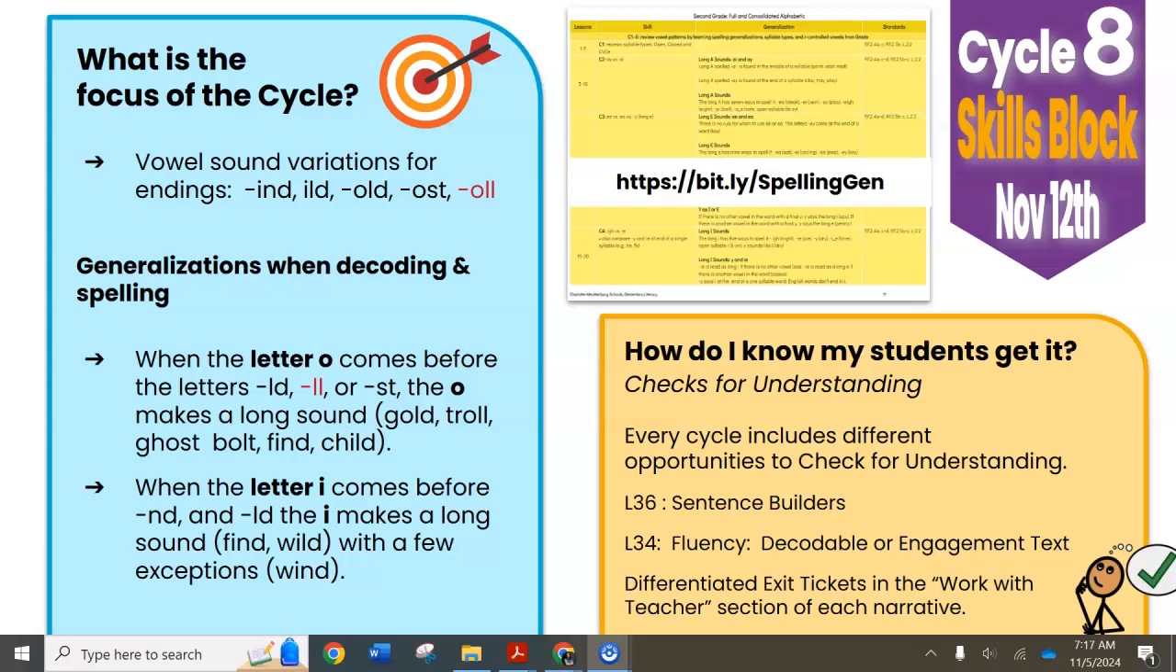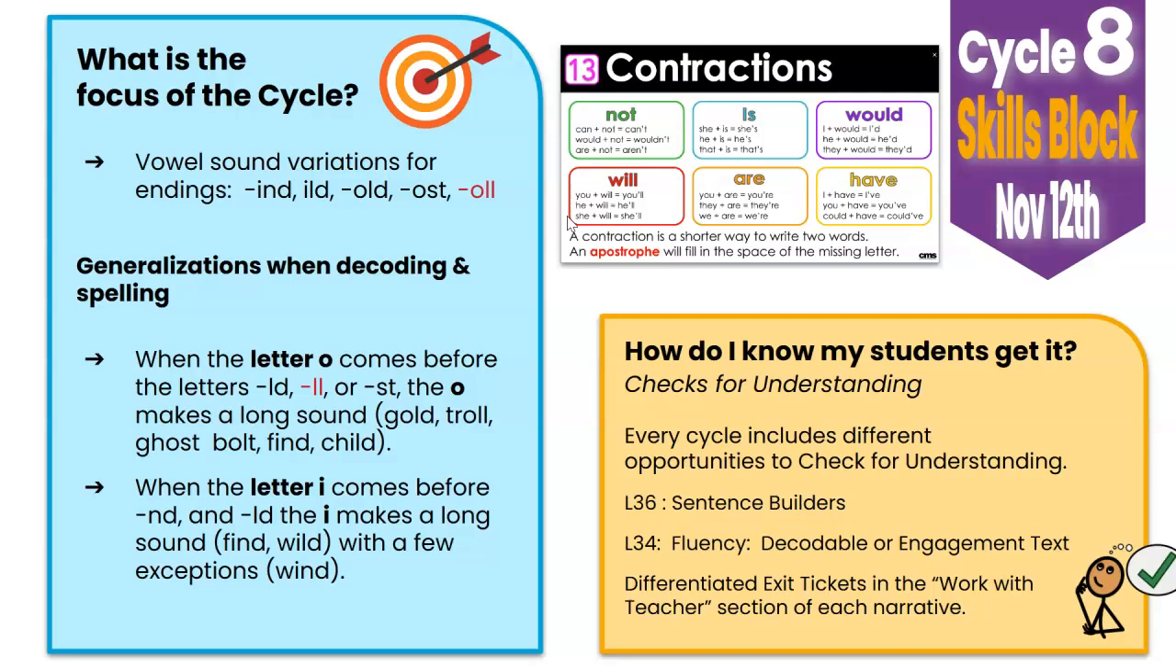To help you understand all the generalizations attached to each cycle, check out the CMS Spelling Generalizations tool. You can find this in your second grade Skills Block curriculum guide on all things literacy, or use the bit.ly on your screen. There is a link inside this tool that gives you access to the spelling generalizations posters that I just put on the screen. You can use these as mini anchor charts as you introduce different generalizations.